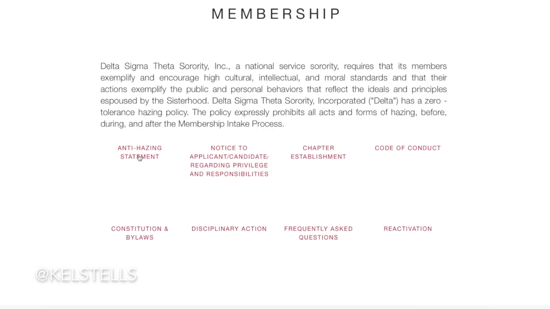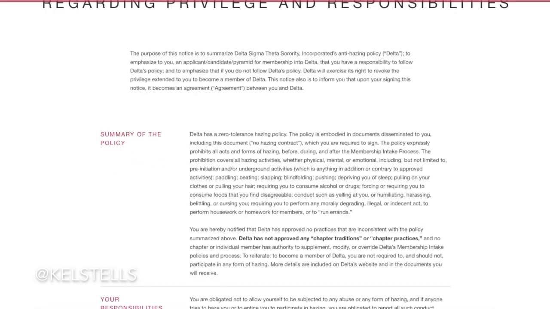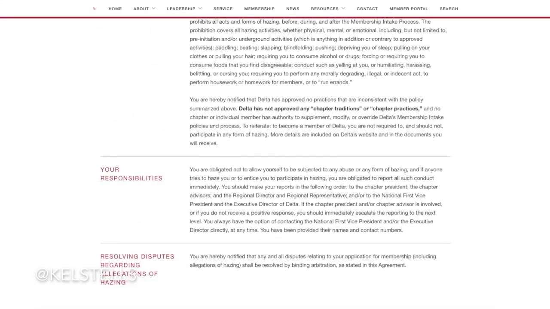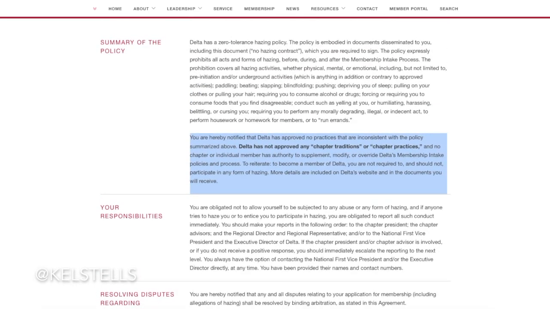Disciplinary action we will get to in a moment. So let's take a look at the applicant candidate information. On this page, you can see a summary of their policies as well as what they expect from you as an applicant or someone who's interested in the organization. I want to point out that Delta Sigma Theta also talks about how they do not approve of any chapter traditions or chapter practices that is not sanctioned by the sorority. So if any chapter is asking you to participate in something that is not listed in their policies, then you probably shouldn't be doing it.